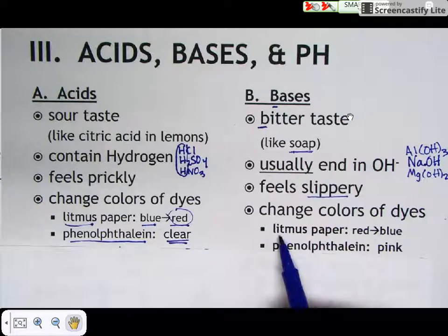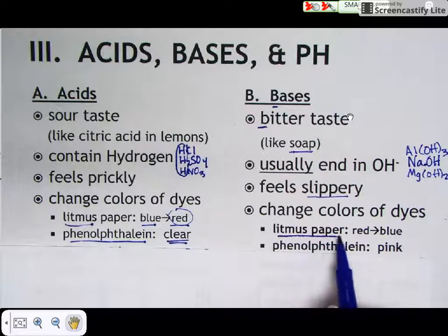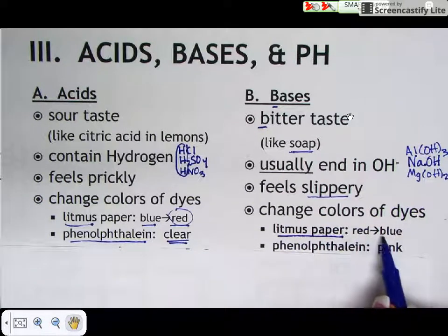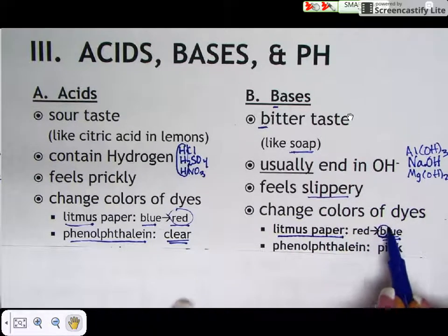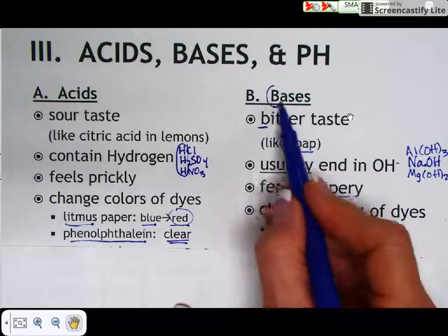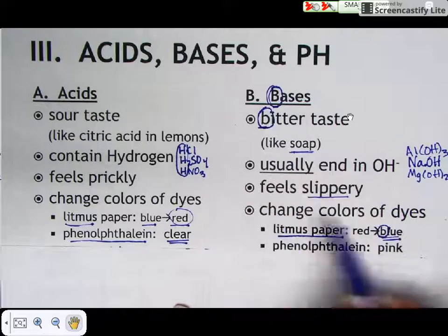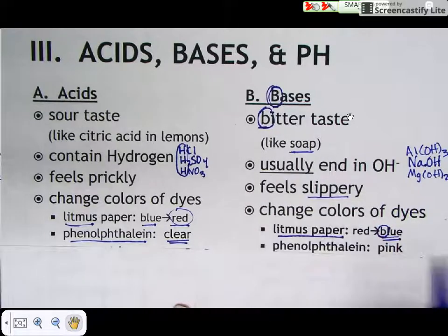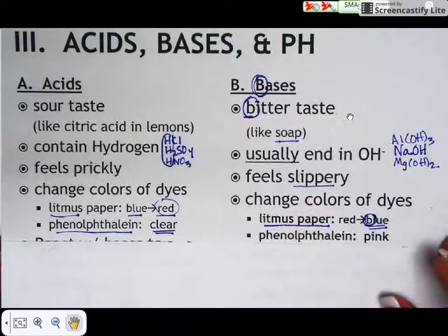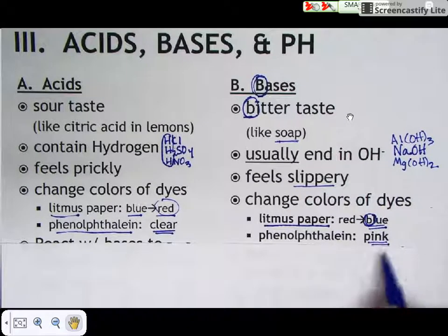If you were to test with litmus paper for a base, if a base was present, it would change from red to blue. I remember blue starts with a B, base starts with a B, bitter starts with a B, bad starts with a B. They taste bad, they taste bitter. But litmus paper turns red to blue, means you have a base. Phenolphthalein in a base will be a very, very pretty pink color. Pink in a base.